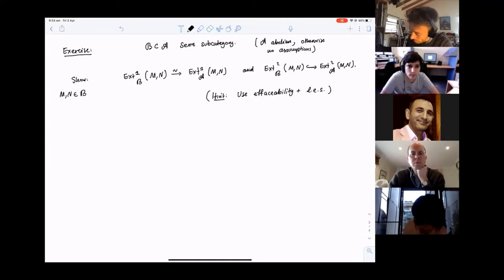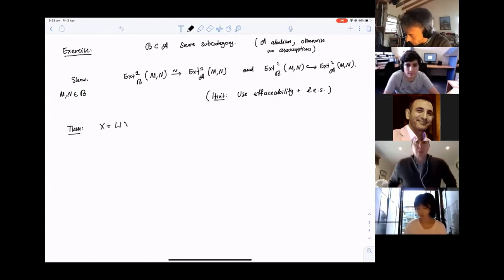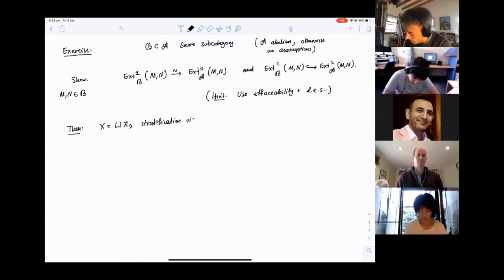And now the theorem is that if X is a stratification by affine spaces, then Perv_Λ(X) is highest weight.